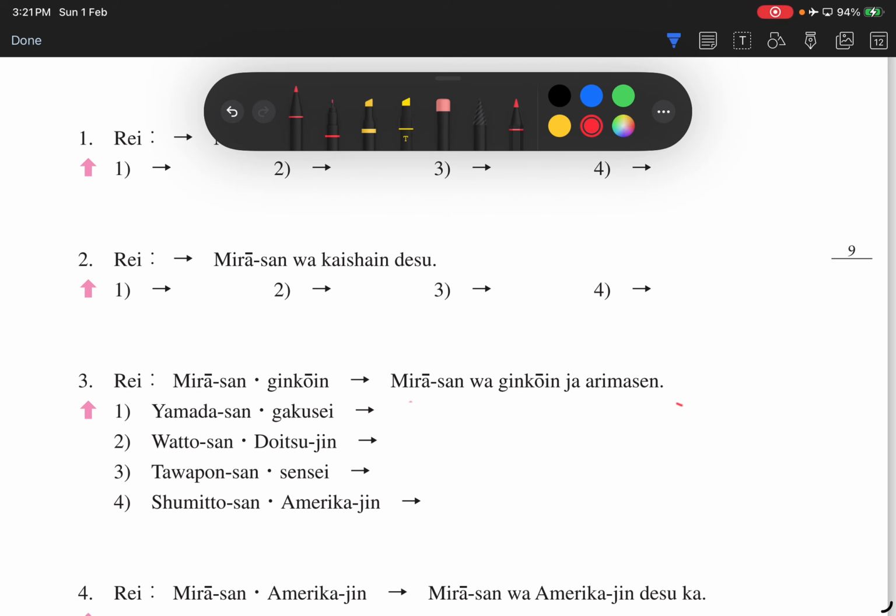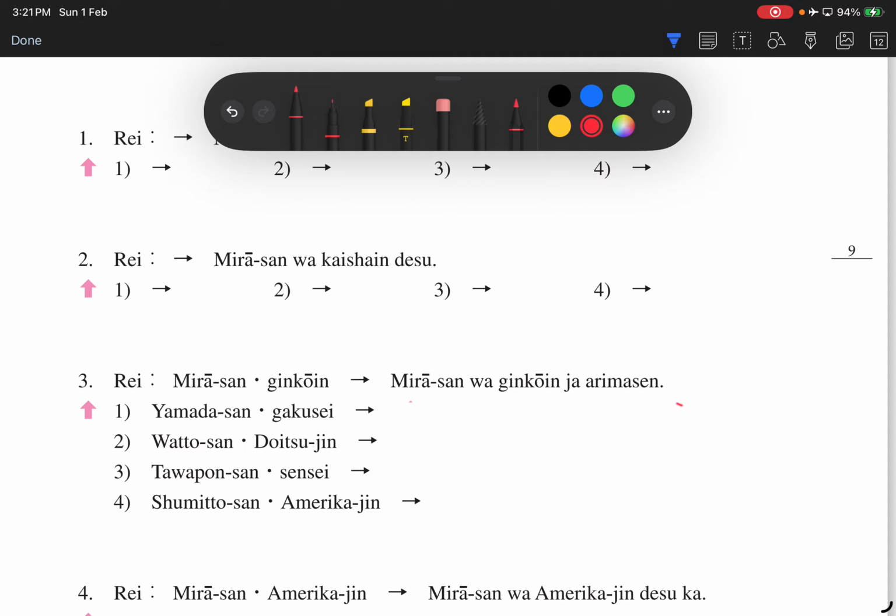No R sound, L sound. ありません. Very obvious one. When you say R sound, ありません, it sounds American already. Right? It's an L. American. Yeah, something like that. The R sound is very obvious.